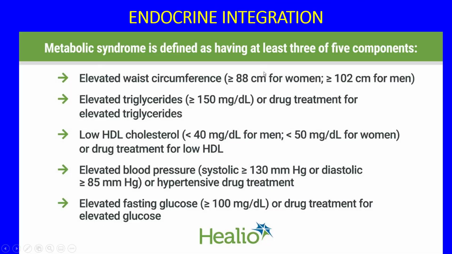If you take a look at this slide, which I thought was very important, to be categorized with metabolic syndrome, it's defined as having at least 3 of the 5 components: an elevated waist circumference, elevated triglycerides of over 150 milligrams per deciliter or drug treatment for elevated triglycerides, low HDL cholesterol below 40 for men and below 50 for women or drug treatment for low HDL, elevated blood pressure, systolic 130, diastolic over 85, or hypertensive drug treatment, elevated fasting glucose, well over 100 milligrams per deciliter, or drug treatment for elevated glucose. So any 3 of those 5 qualifies an individual for having metabolic syndrome.